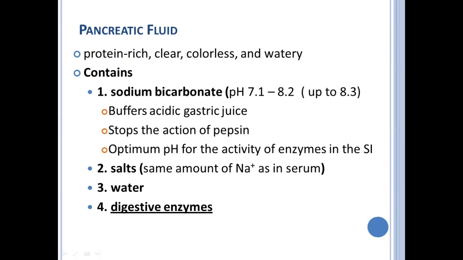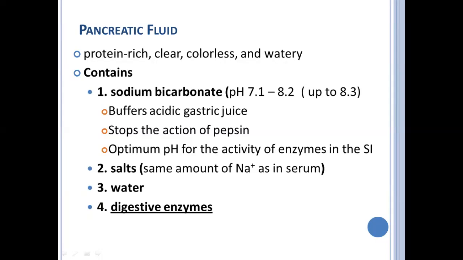It maintains the level of 7.1 to 8.2, up to 8.3 in your book in Bishop. Okay, what is its purpose? So this buffers the acidic gastric juice coming from the stomach. Okay? Isn't the fluid from the stomach too acidic? So when it arrives at our duodenum, it should be neutralized, okay? So because of this sodium bicarbonate.